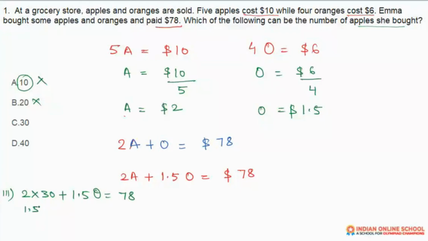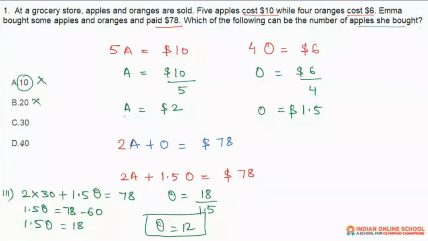So 1.5 oranges is equal to 78 minus 60. And when we do 78 minus 60, we get 18. Okay, and when we divide 18 by 1.5, we get 12, and this is a whole number. Correct? So if she buys 30 apples, then she can easily buy 20 oranges. That is why option C needs to be the correct answer. Understood, everyone? Okay, let's move to the next question.